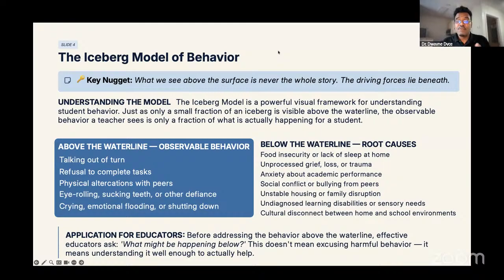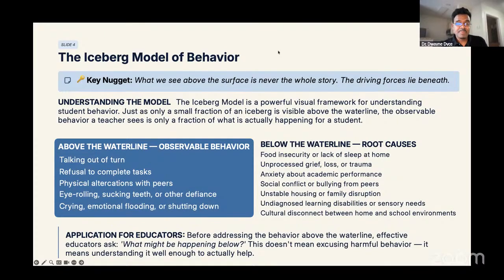Below the waterline, root causes: food insecurity or lack of sleep at home, unprocessed grief, loss or trauma, social conflict or bullying from peers, unstable housing or family disruption, undiagnosed learning disabilities, or sensory needs. And the last one is cultural disconnect between home and school environment, a culture that doesn't see the need for educational growth or focus in a class because they are preoccupied in their minds. Something is happening to put a block in their social emotional development and their cognitive focus on their learning. So we need to ask the question, what does the behavior tell us about the student? That's where we need to settle it.